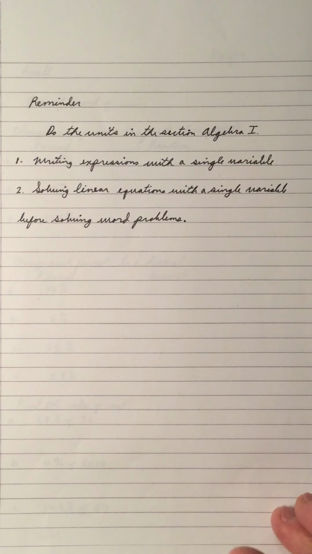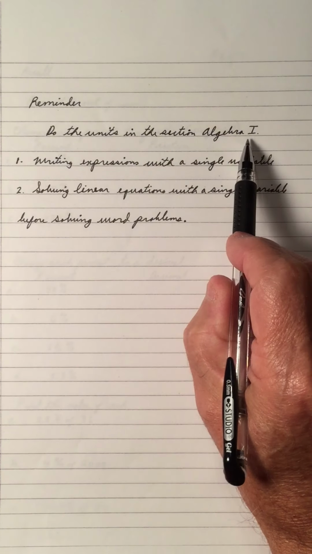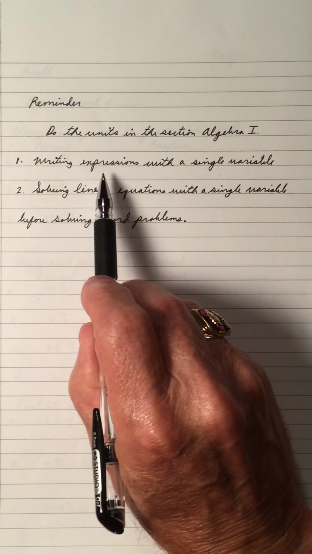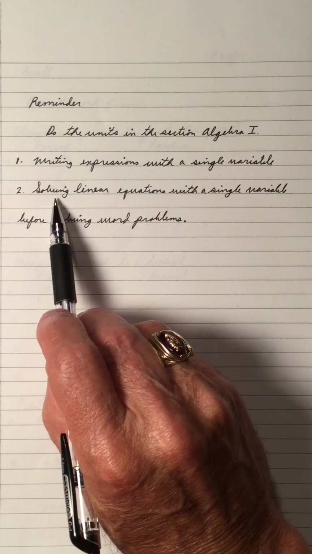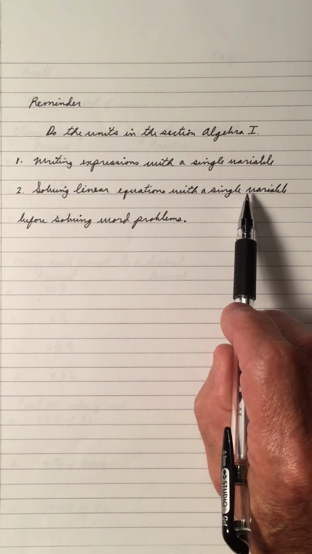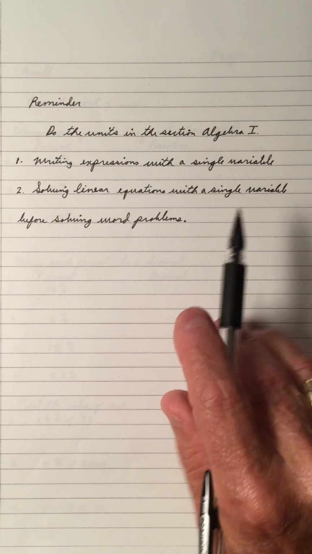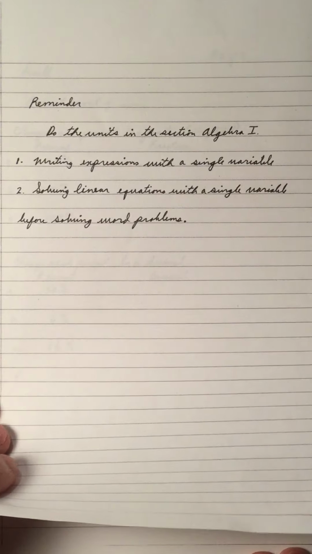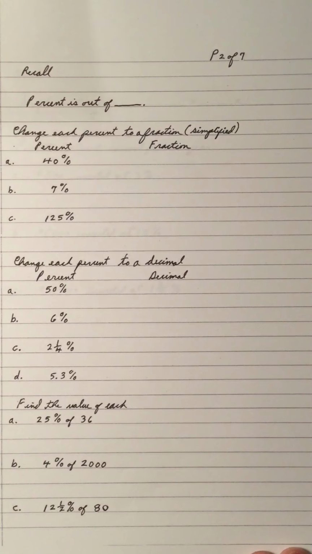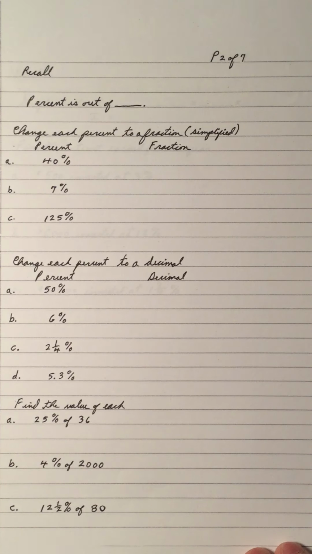Just a reminder, do the units in the section Algebra 1. Unit 1, writing expressions with a single variable. Unit 2, solving linear equations with a single variable. Do these two units before solving word problems, because these two units would help you in your success. It's imperative that you do those two units first to achieve better success.